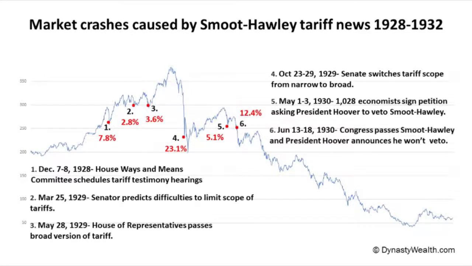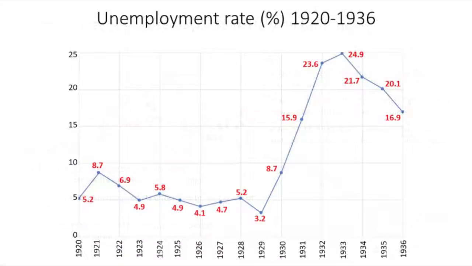After the U.S. Senate passed Smoot-Hawley in June of 1930, and the President announced that he would not veto the bill, the market declined by 12.4% from June 13 to June 18, 1930. At the end of 1930, which was more than a year after the crash, the unemployment rate had only increased to 8.7%, which had been its high for the prior 10 years.